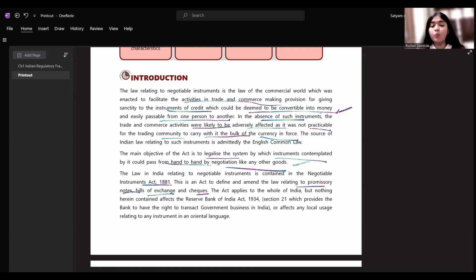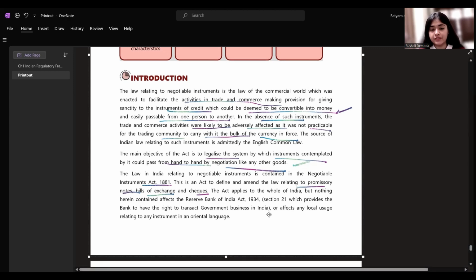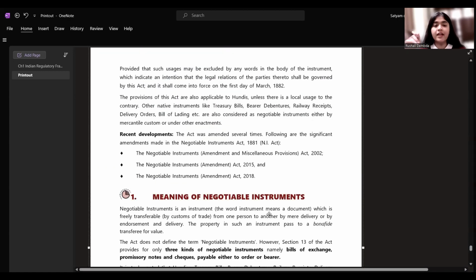Okay. I hope we are clear with the introduction, how the Negotiable Instruments Act came into force, how things are working, right? Let's go ahead. Let's see what they have given further, right?